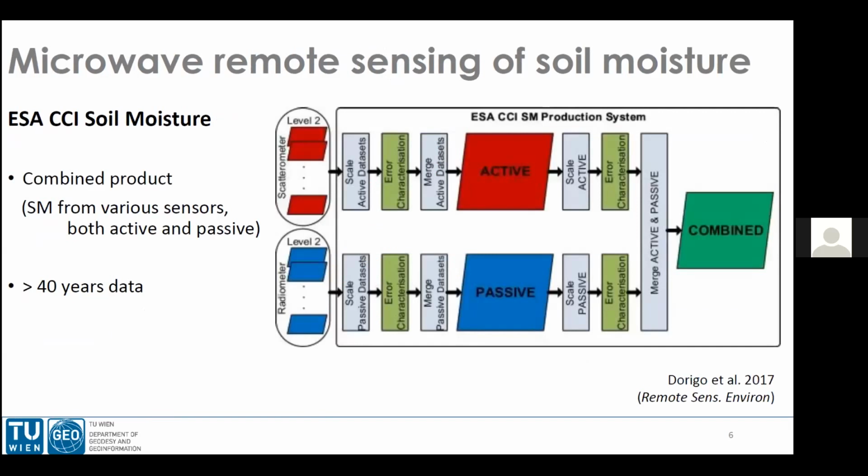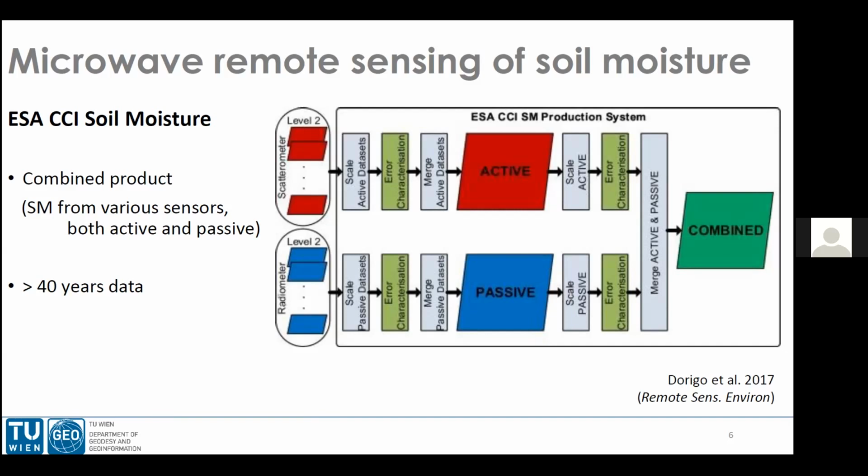We can monitor soil moisture through remote sensing, and particularly with microwave sensors. There are quite a few satellite missions and sensors that have successfully recorded soil moisture. You might be aware of the SMAP, SMOS, Sentinel-1 missions, and so on.